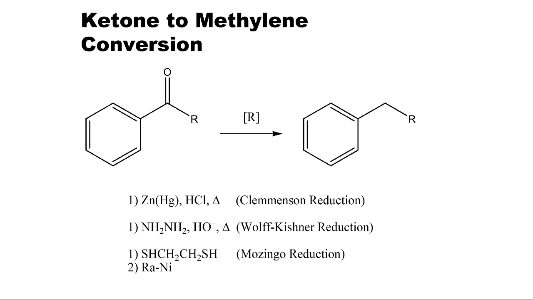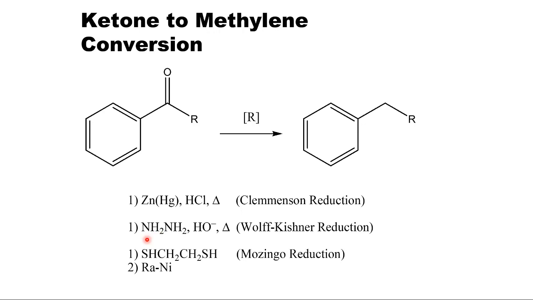The standard methods are a Clemmensen reduction. For the Clemmensen reduction, you don't need to know the mechanism, but it involves zinc mercury amalgam, hydrochloric acid, and heat. This is an acidic method, and you end up getting this as your product.